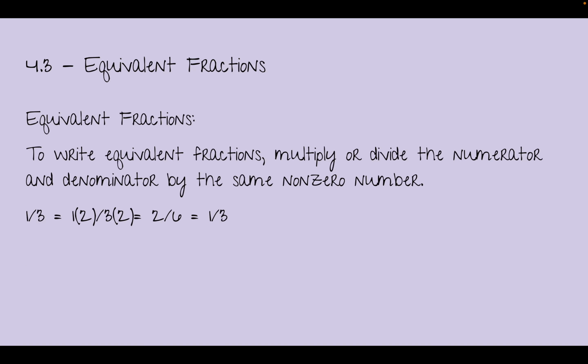Next, moving on to section 4.3 on equivalent fractions. To write equivalent fractions, you multiply or divide the numerator and denominator by the same non-zero number. An example is 1 over 3, which is equal to 1 times 2 divided by 3 times 2, which is 2 over 6, or simplified, 1 over 3.